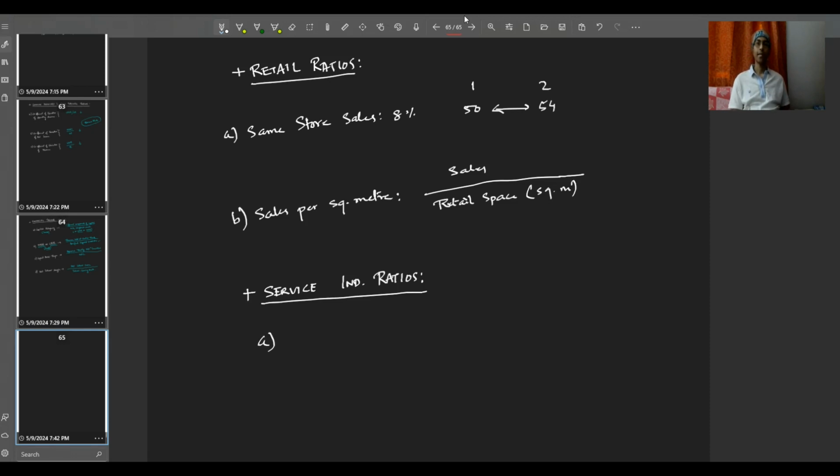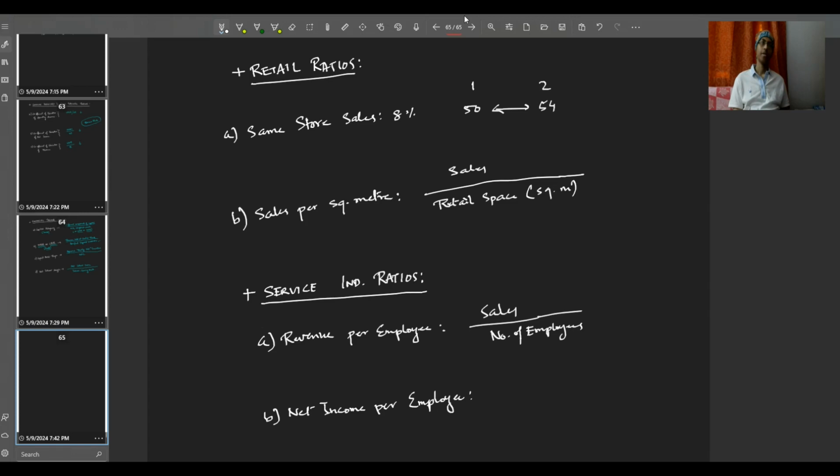The first one is revenue per employee. This is basically the total sales divided by the number of employees. It's very simple. Net income per employee, simple. Net income divided by the number of employees.